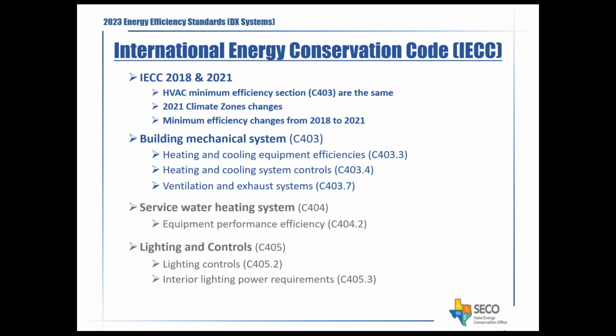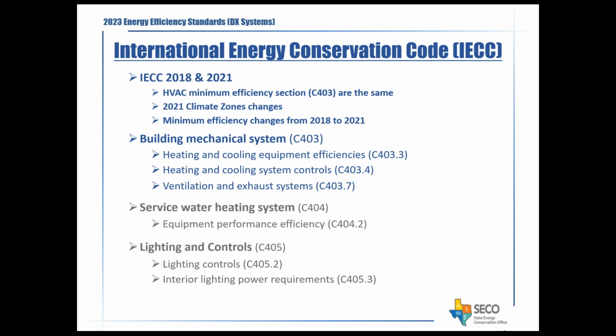However, in 2021, there are some climate zone changes, and these are a direct result of global warming potential and so forth. I will show you how it impacts Texas in the next few slides. And the minimum efficiency changes from 2018 are changing in 2021.